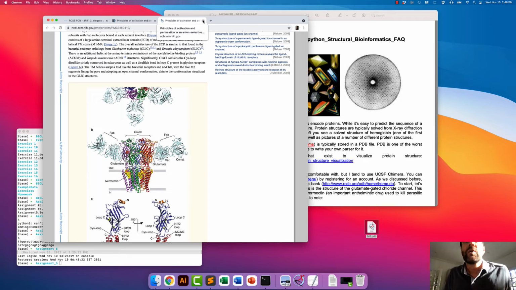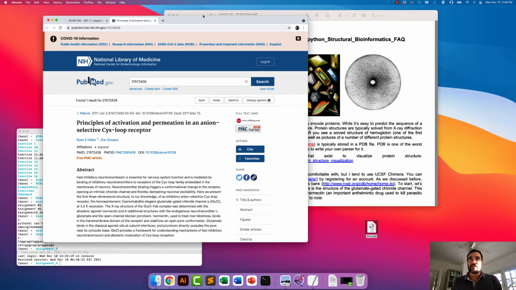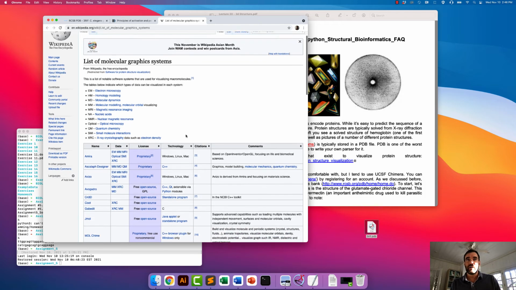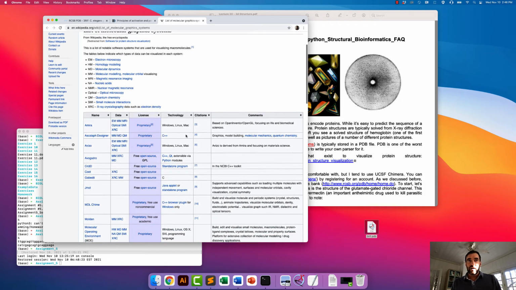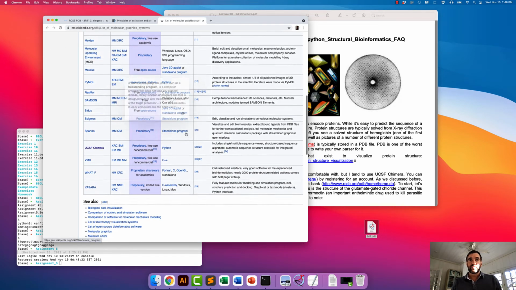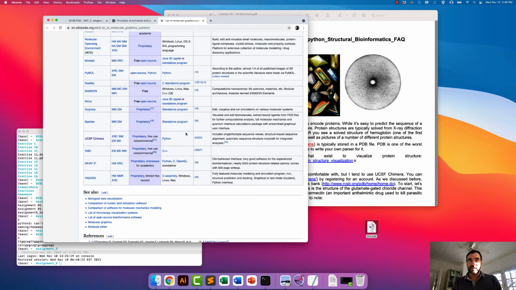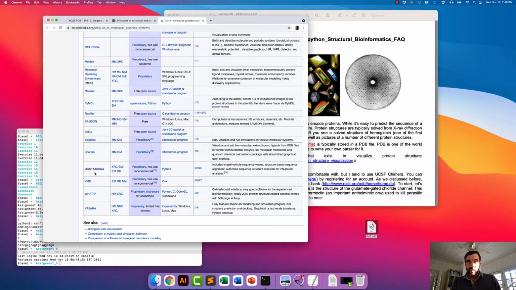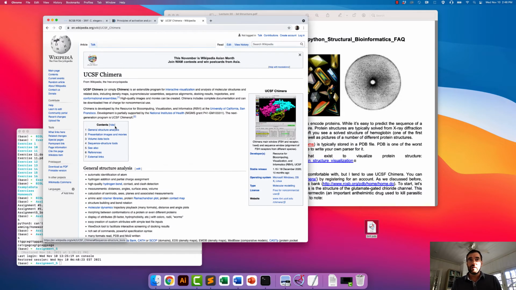All right, so how do we visualize and look at these 3D structures? There's actually a large number of different software that you can download and use. If you work for a specific lab, most likely the lab will have their favorite version of that. So I use UCSF Chimera, and that is what we are going to use for this class. So I'd like you all to download UCSF Chimera.